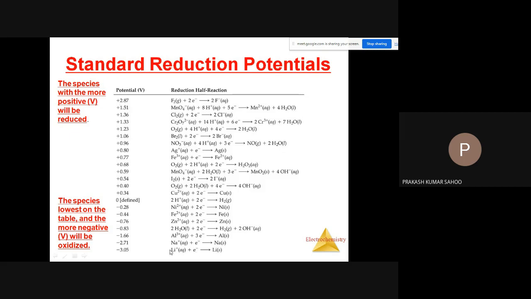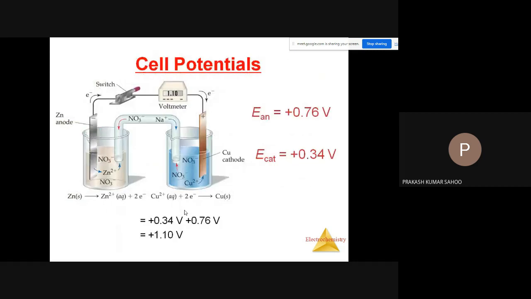Similarly, for lithium, the reduction potential is minus 3.05. What will be the oxidation potential? It is plus 3.05. Okay, so by changing the positive and negative sign, we can designate the respective reduction potential as well as oxidation potential. Just see the same thing here, zinc and copper. This is just a galvanic cell or voltaic cell of zinc and copper.